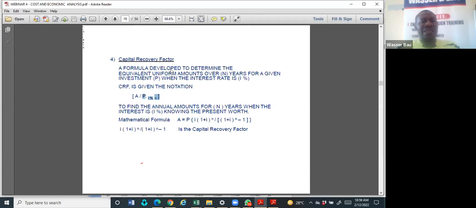I say that I and N are always present because every project has an N. Every money borrowed has an N. It is when you are expected to pay back or when you are expected to finish the project. And then the interest rate means there is interest. If there's no interest in the project, use the inflation value. And that is an advice for engineers.